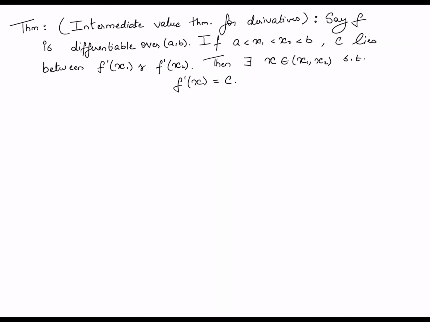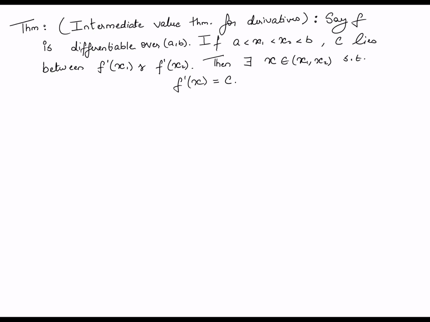Okay, so now you see why this result is called an intermediate value theorem for the derivative. The function is differentiable between a and b. Now f prime of x1 and f prime of x2 are two values that are attained by the derivative. c is a value that lies between these two, and we are saying that that value c is also attained. In other words, there exists a point x between x1 and x2 where the derivative is in fact exactly equal to c. In other words, intermediate values of the derivative are actually attained.